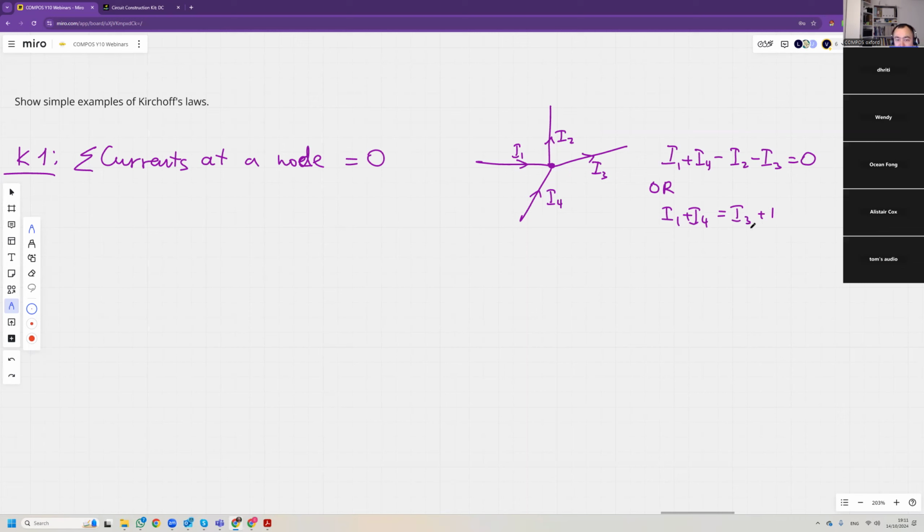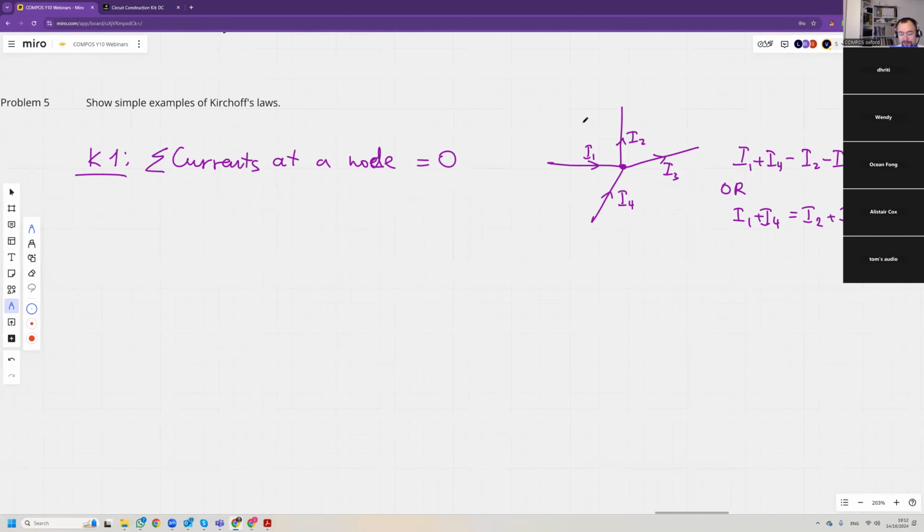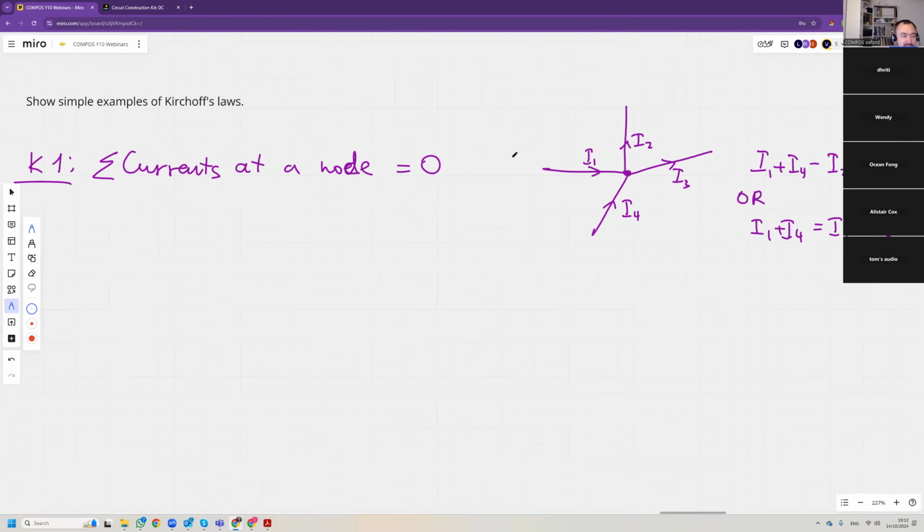Currents flowing in equals currents flowing out. Okay, so currents going in equal current going out. Easy, very straightforward. And that's the easy Kirchhoff's law, also known as Kirchhoff's law 1, the current law.